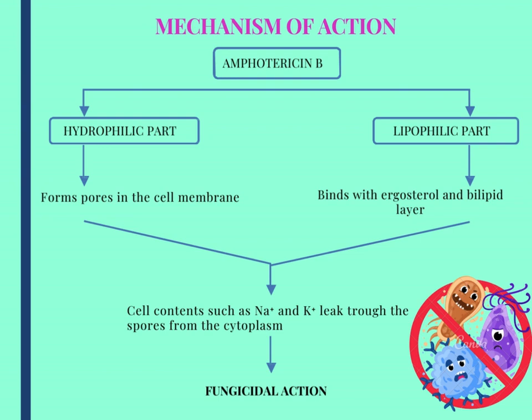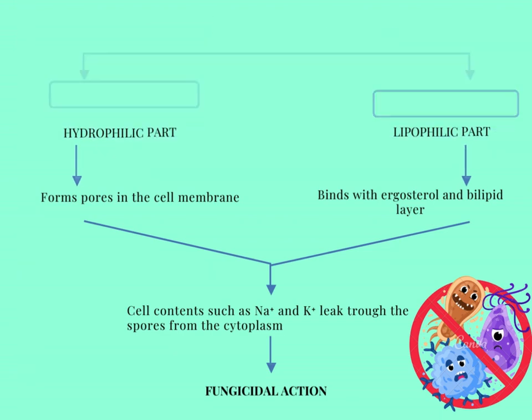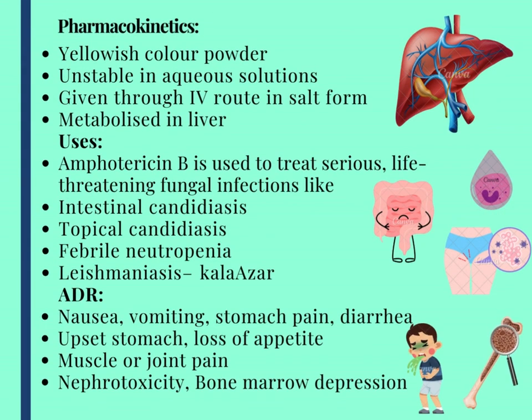it can also interact with mammalian cell membranes to some extent. However, the selectivity for ergosterol in fungal cells contributes to its preferential action against fungi. Amphotericin B is often reserved for serious systemic fungal infections due to its potency, but it can be associated with significant side effects. Lipid formulations of amphotericin B have been developed to reduce toxicity while maintaining efficacy in certain clinical situations. Let's move on to the pharmacokinetics.